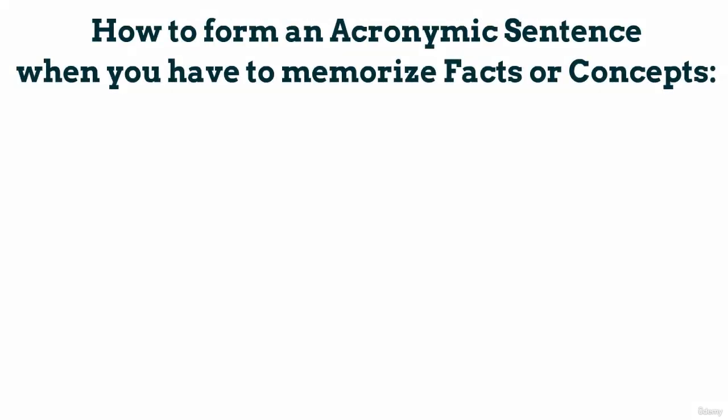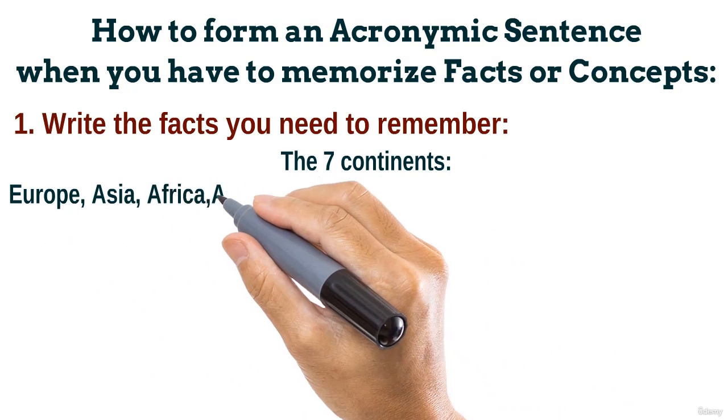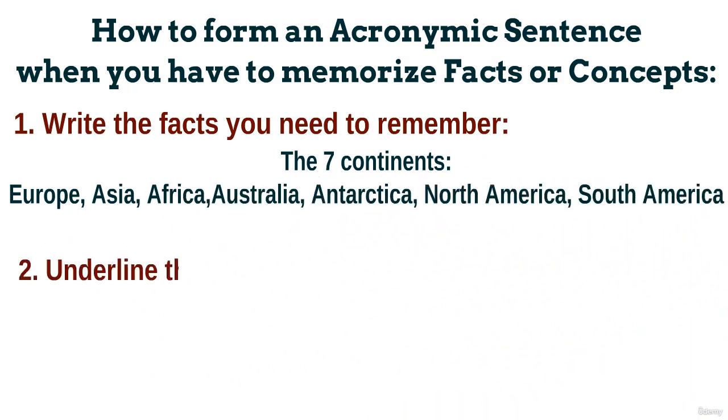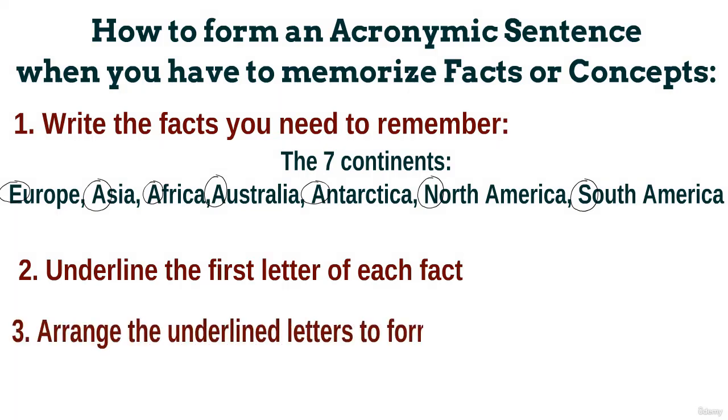Here's how to form an acronymic sentence, also known as an acrostic, when you have to memorize facts or concepts. Write the concepts you need to remember. Underline the first letter of each concept. If there is more than one word in the concept, underline the first letter of only the first word. Arrange the underlined letters to form a memorable sentence.